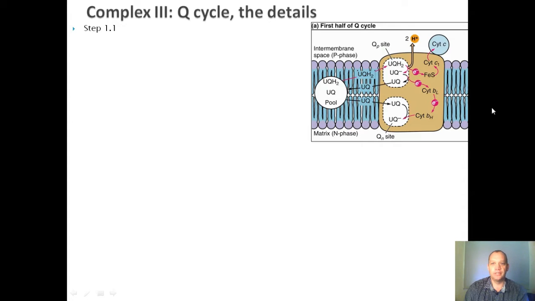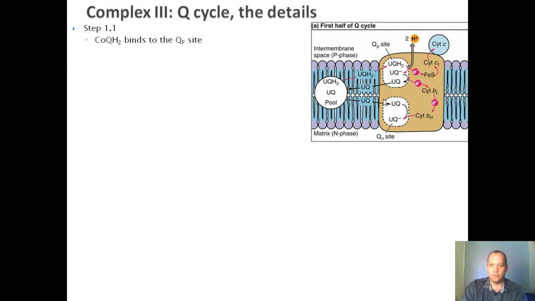Okay, so now we're going to look at it again just in a little bit more detail, because we'll include the actual electron paths through complex 3. So we break step 1 up into two separate steps. So step 1.1, reduced coenzyme Q binds to the QP site. That's what's happened over here.